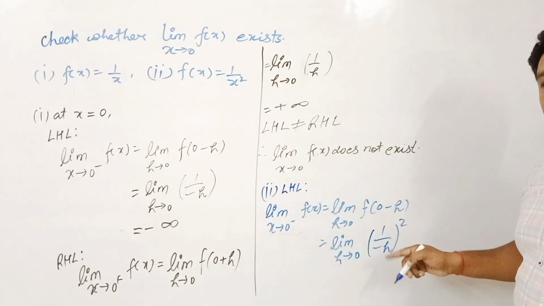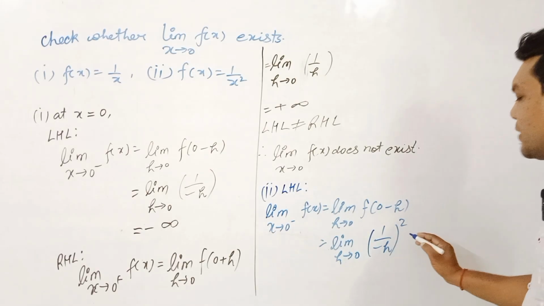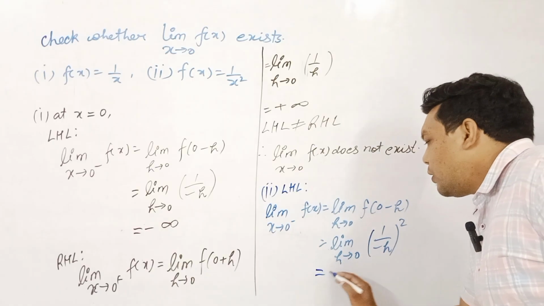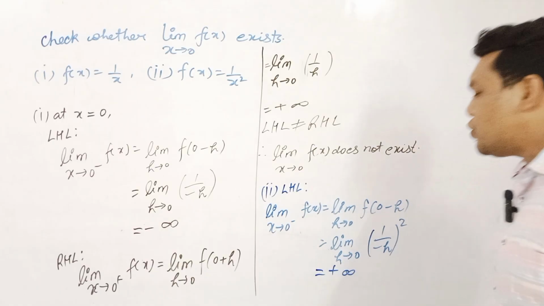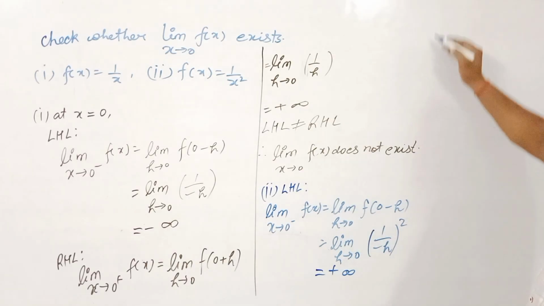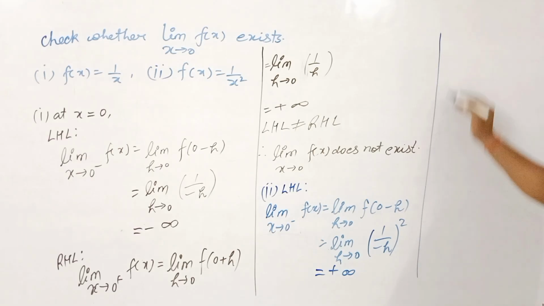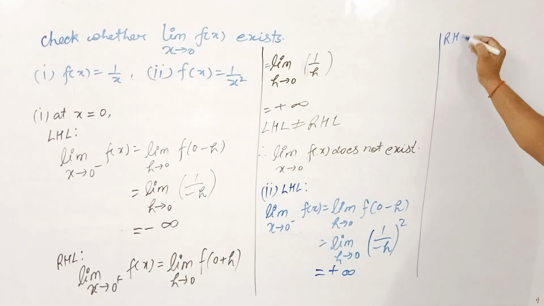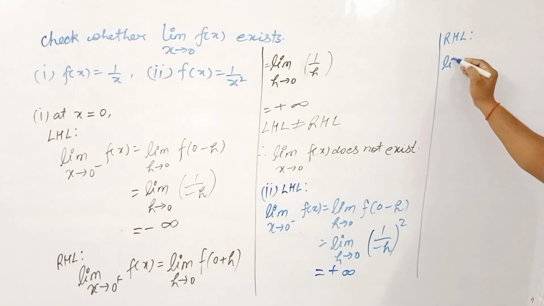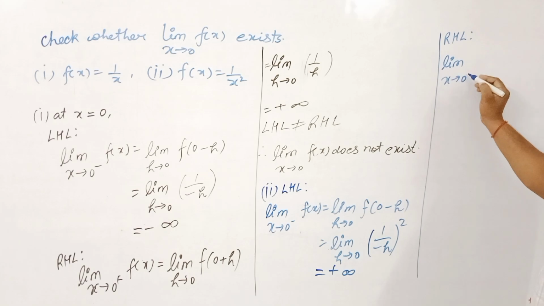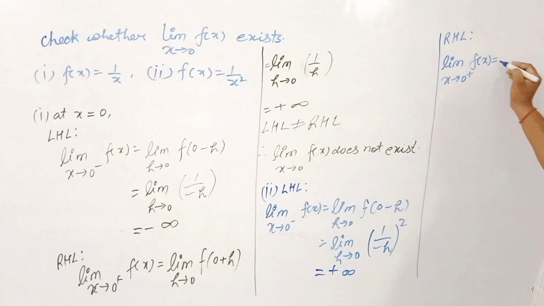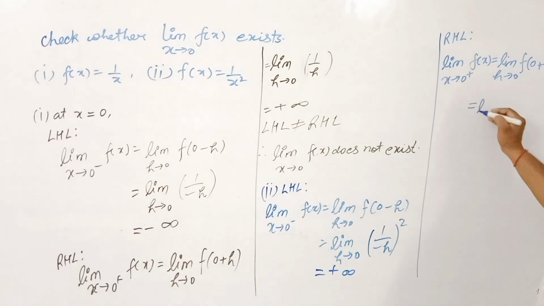Minus h whole square gives you h square, so 1 upon h square, which is plus infinite. So what is your LHL? Plus infinite. Now let's calculate RHL. When you calculate RHL, what is RHL? RHL is limit x tends to 0 plus f of x, which is equal to limit h tends to 0 f of 0 plus h, which is f of h.